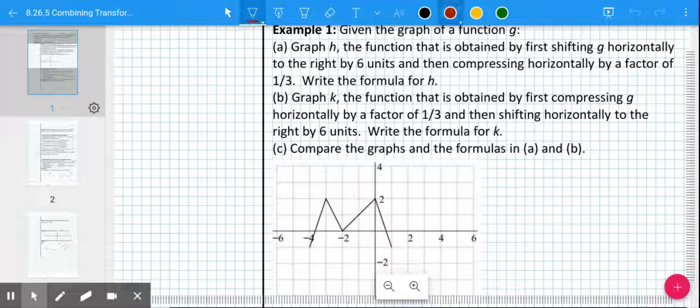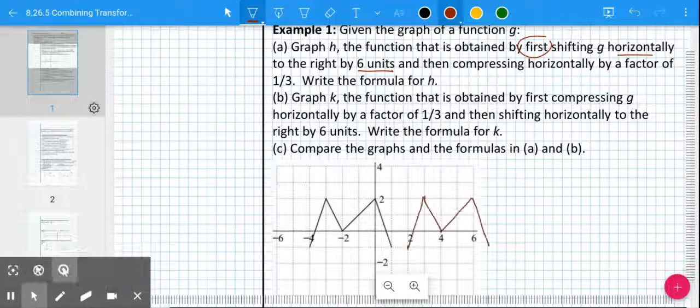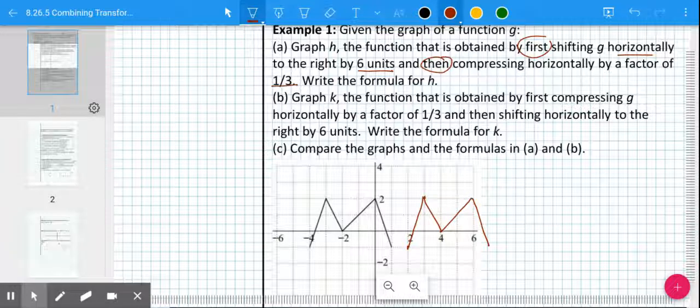In A, we're going to graph h by first shifting horizontally 6 units. So go ahead and do that on your graph. And there it is if I just drag it over to the right 6 units. And then what I'm going to do is compress it horizontally by a factor of a third.